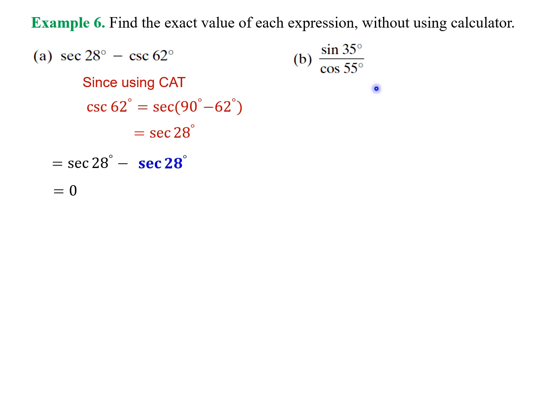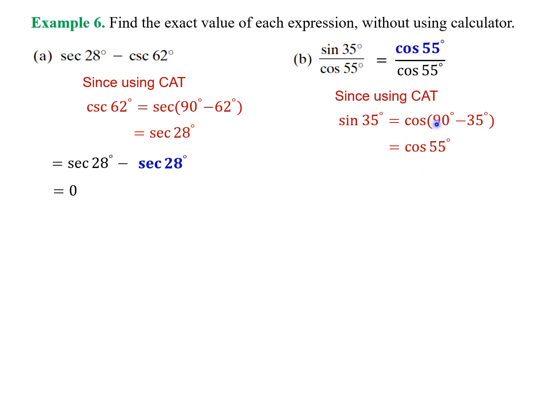For example, I will be using the numerator, sine 35. To be able to use the CAT, the cofunction of sine is cosine, and the complement of 35 is, I will subtract 35 from 90 to get 55 degrees. So sine 35 is equal to the value of cosine 55. Now we're going to place this here in the numerator. So that's it. Now you don't need a calculator. Cosine 55 degrees divided by cosine 55 degrees is equivalent to 1. So that's how you will be using the CAT.